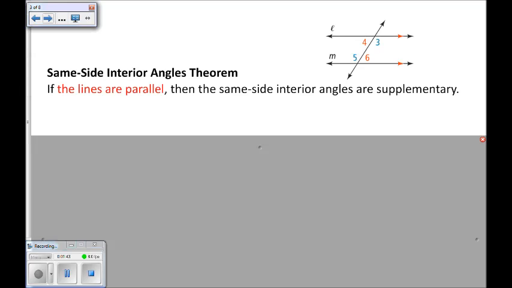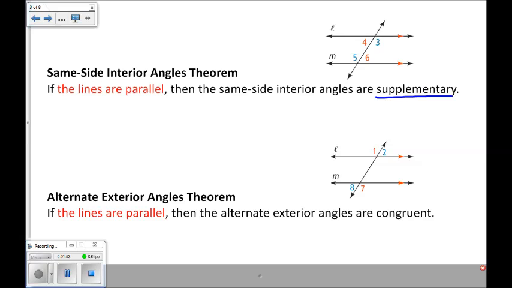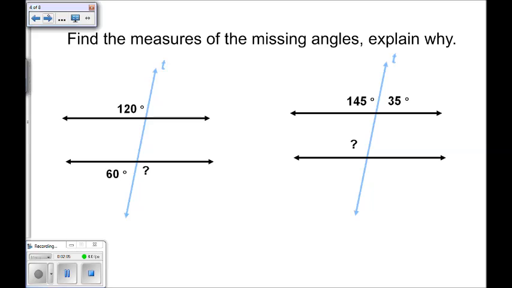If the lines are parallel, then the same side interior angles are supplementary. That's when it's a little bit different than the others. It's supplementary, not congruent. And the last one, the alternate exterior angles theorem. If the lines are parallel, then the alternate exterior angles are congruent. Make sure these two are in your notes. Let's actually use those.